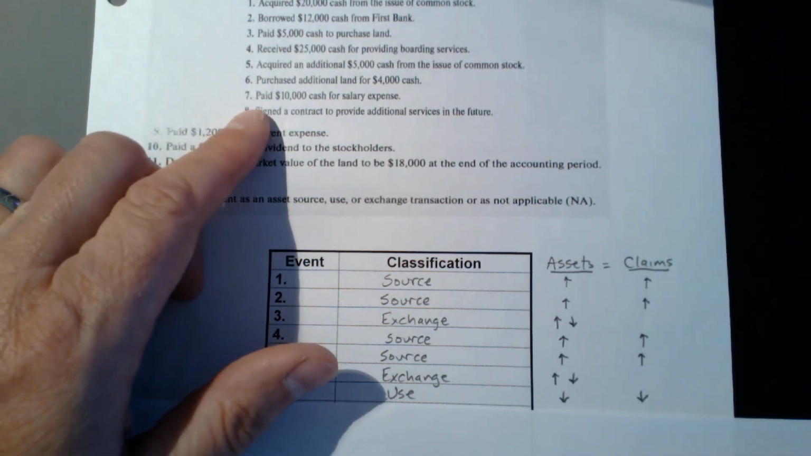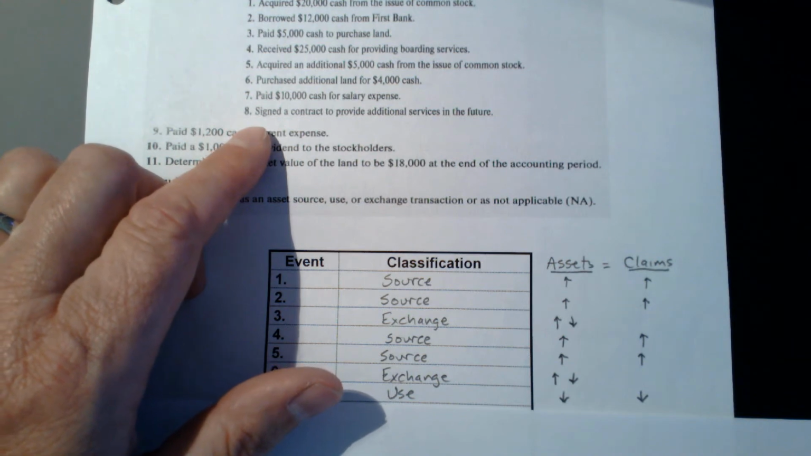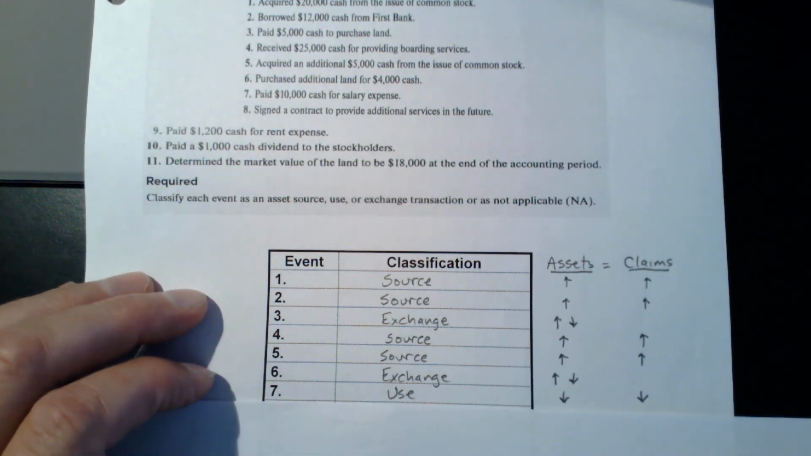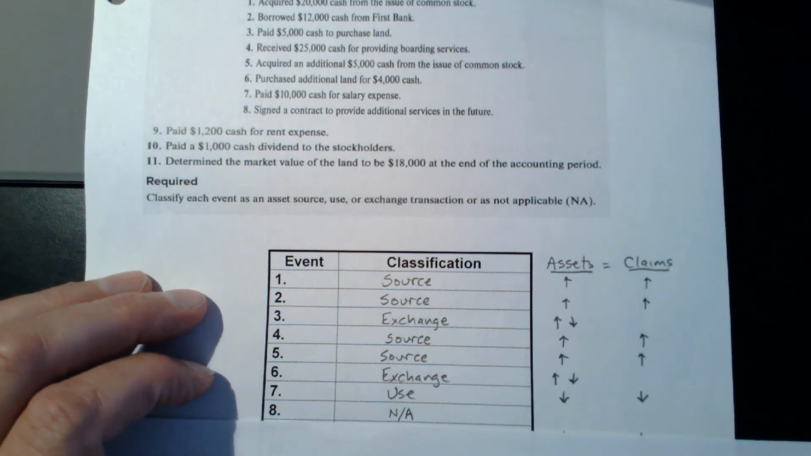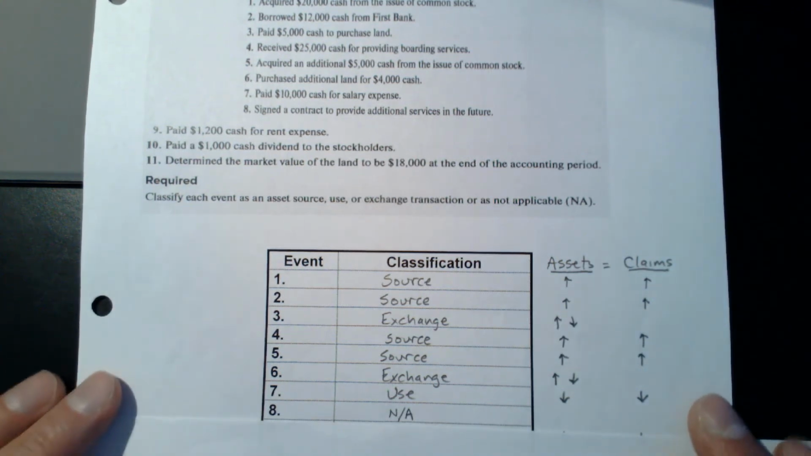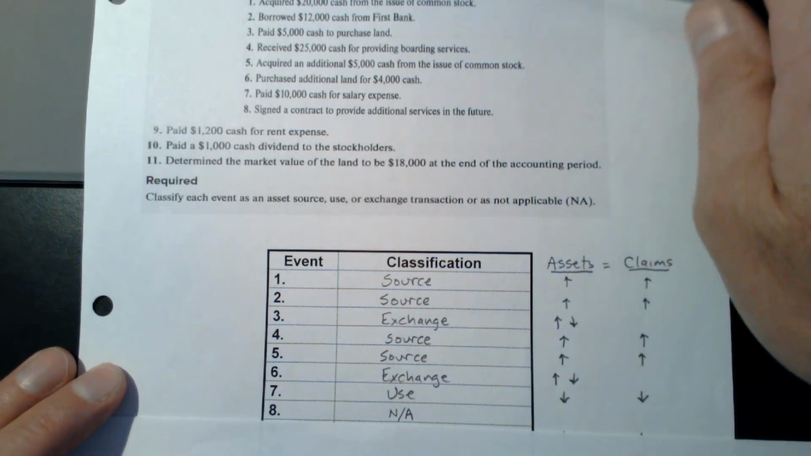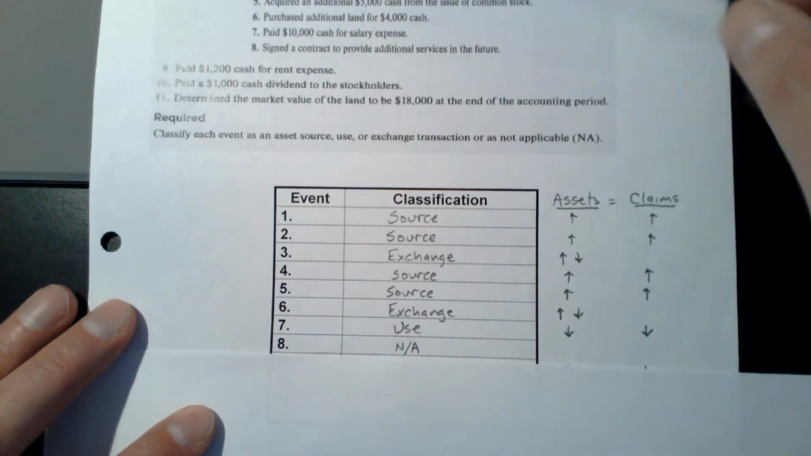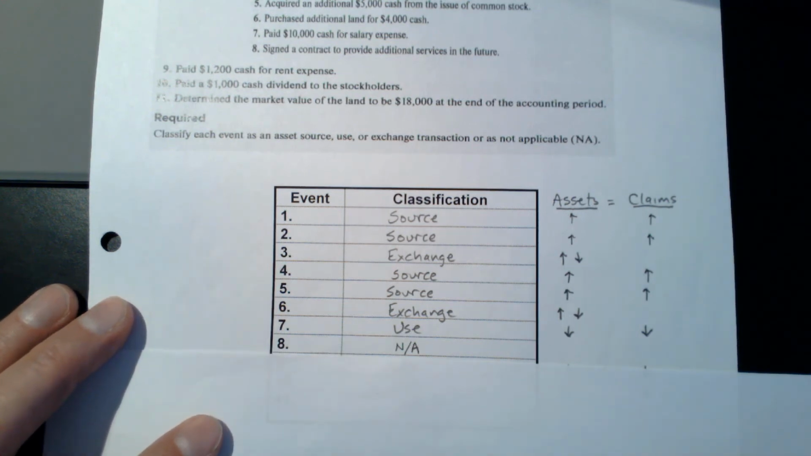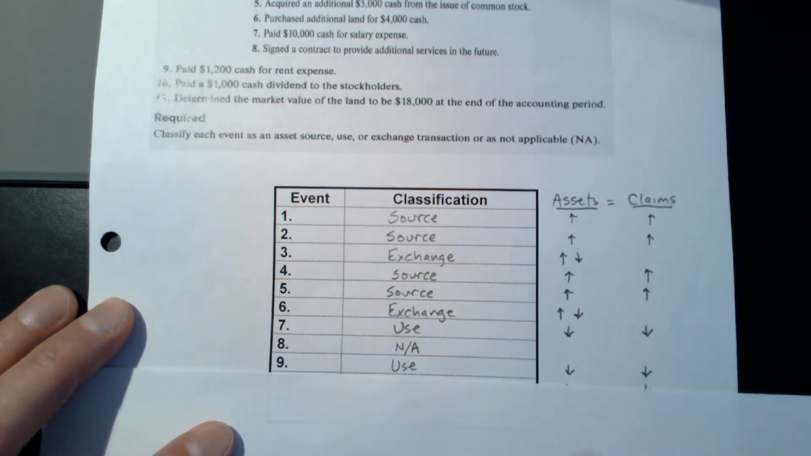Next one, we paid 10,000 cash. We signed a contract to provide additional services in the future. That's kind of a trick question. It's NA. It's not a transaction. The financial position of the company didn't change in any way. So the last couple here, we paid $1,200 cash for rent expense. That's a use transaction. Cash is leaving the business and our claims are going down because expenses pull down stockholders' equity.